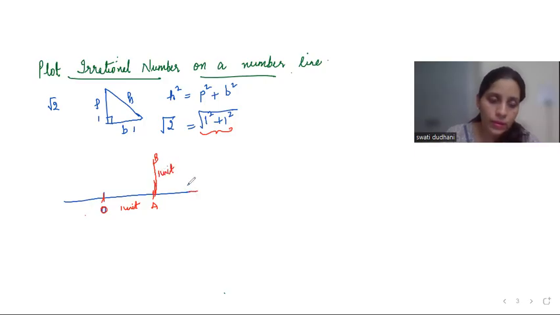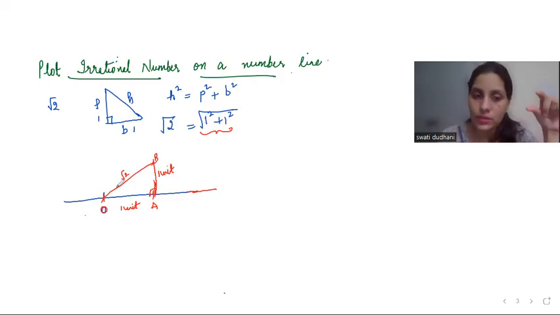Now this is forming a right angle triangle OAB, with sides 1 and 1. So this will be root 2 according to Pythagoras theorem. To plot root 2 on a number line, you should take a compass, measure the distance OB, so OB is made on the compass with the same distance. Then put the compass on O and cut an arc on the number line.